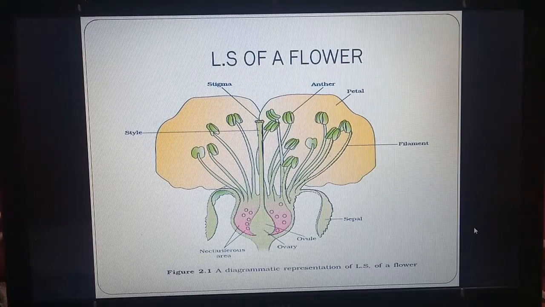There are four main parts of a flower: sepal, which is green colored, petal, which is colored, stamen, which is the male part. It has two parts, anther and filament, and pistil or carpel, which has three parts: stigma, style and ovary. Inside the ovary is the female gamete in the ovule. There is also a nectariferous area which produces nectar.